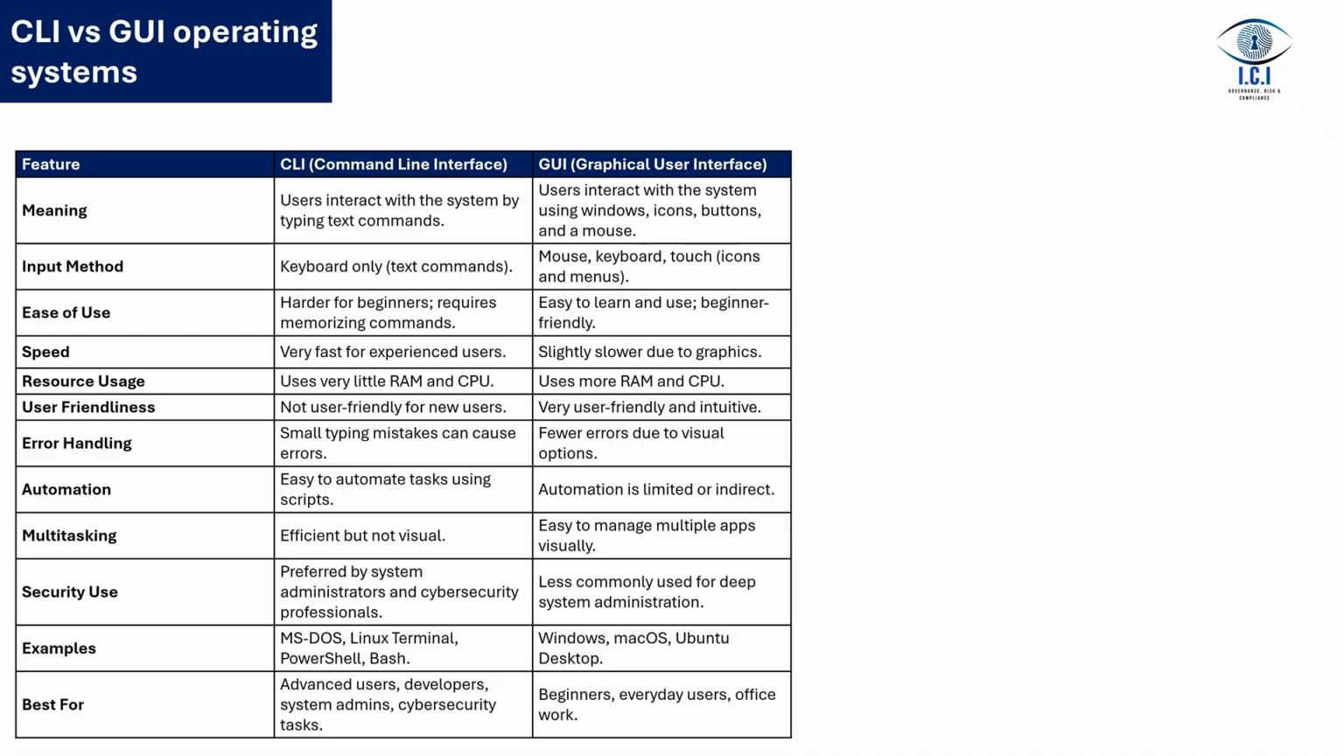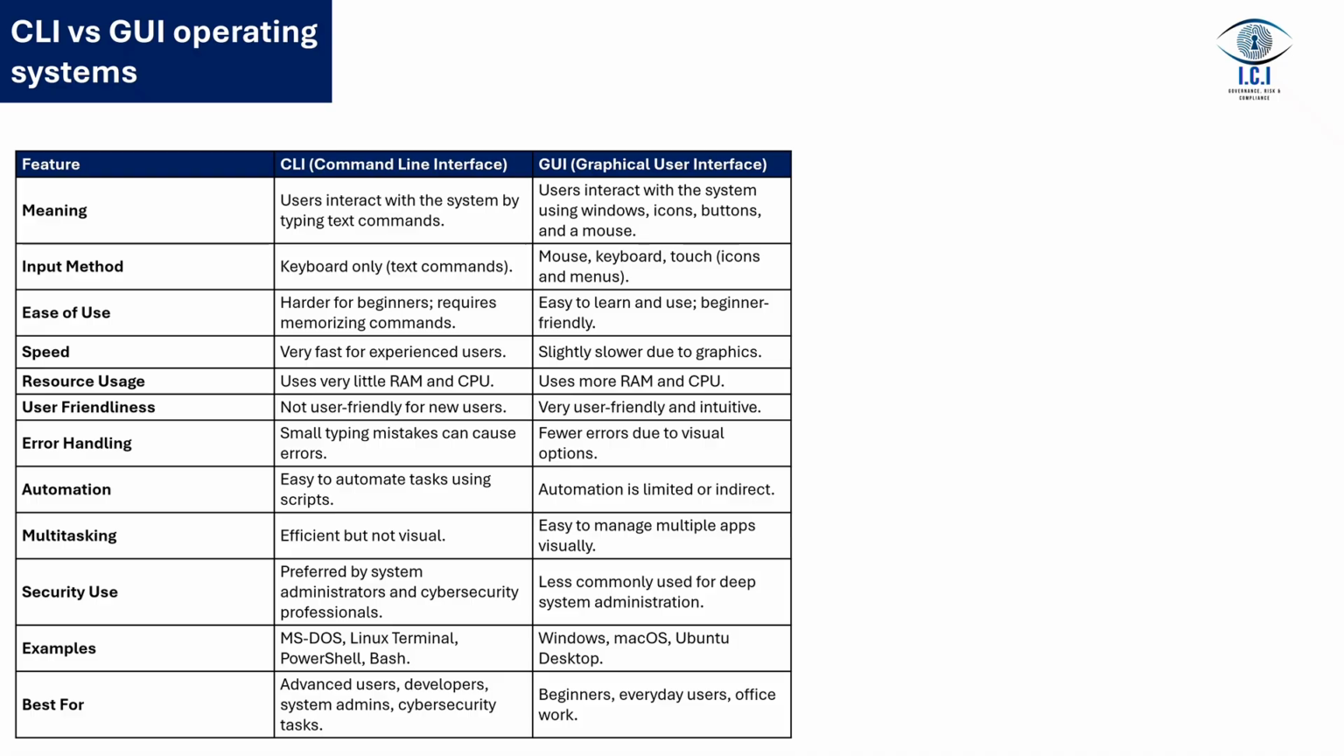The next is examples. So what's an example of a CLI? We have MS-DOS, we have Linux terminal, we have PowerShell, we have Bash, we have so many of them. While for GUI, we have Windows, we have macOS, we have the graphical user interface for Ubuntu. We also have the CLI interface for Ubuntu, but definitely, we have the Ubuntu desktop and so on.